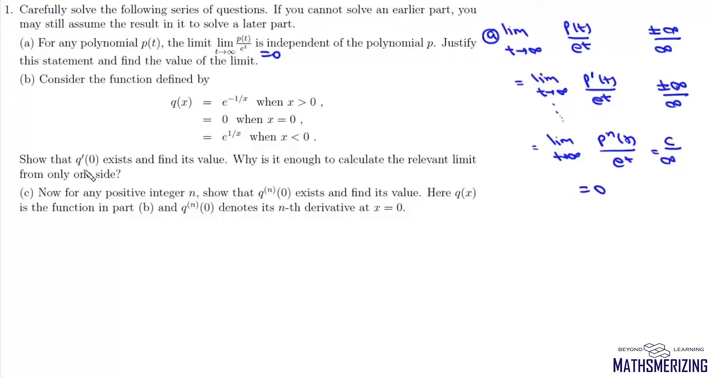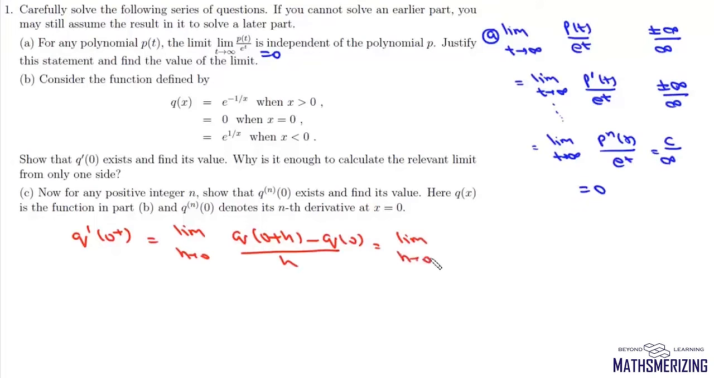Now part B is, show that q dash 0 exists and find its value. And why is it enough to calculate the relevant limit from only one side? Now we'll find q dash 0 positive. Now q dash 0 positive will be limit h tends to 0 q(0 plus h) minus q(0) upon h. Now this is limit h tends to 0. Now q(h), positive when x is greater than 0, is simply e to the power minus 1 by h. q(0) is 0 and here it will be this h. So we can write this as limit h tends to 0 1 by h and then e to the power 1 by h.